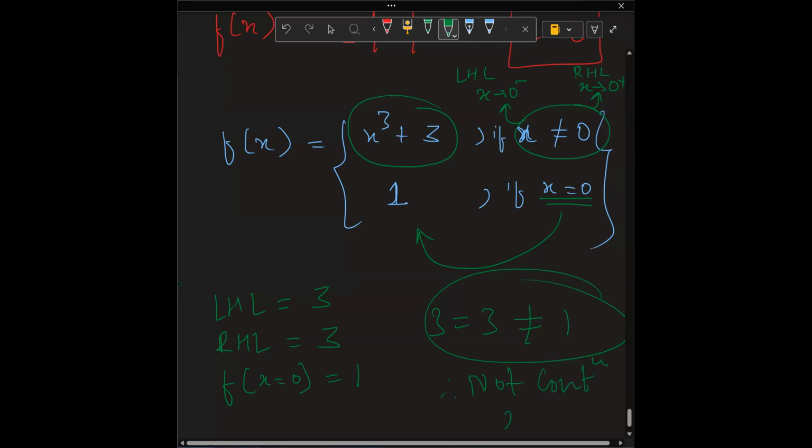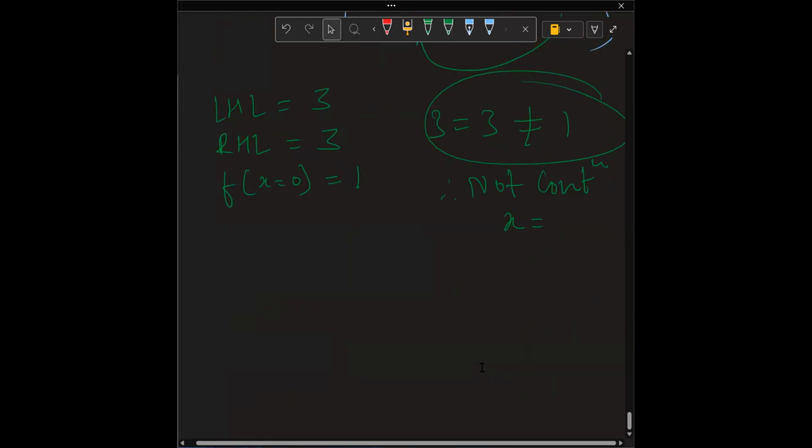Okay, good. Have both of you solved this question or not? Yes, sir. So this is not continuous at x equals to 0.